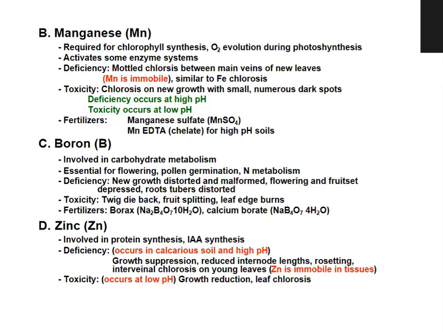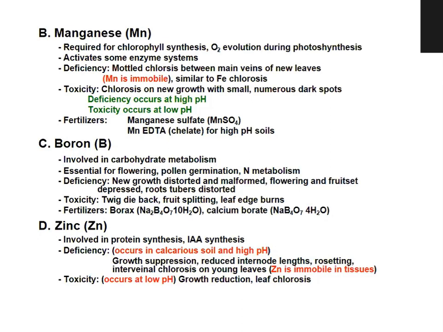Then what are the different toxicity symptoms of manganese? Chlorosis on new growth with small necrotic and dark spots. Excess of manganese causes chlorosis on new growth with dark patches. Usually deficiency occurs at high pH and toxicity occurs at lower pH.